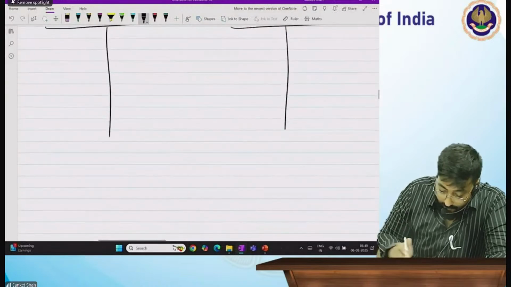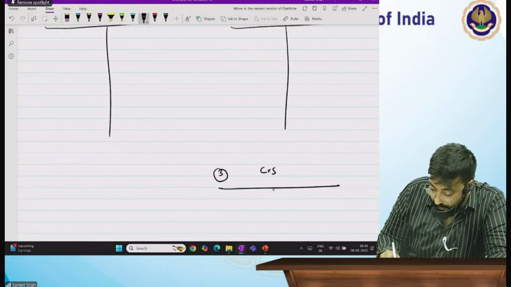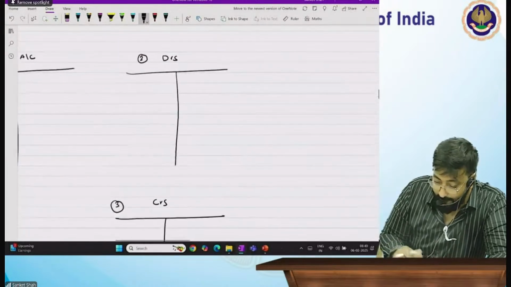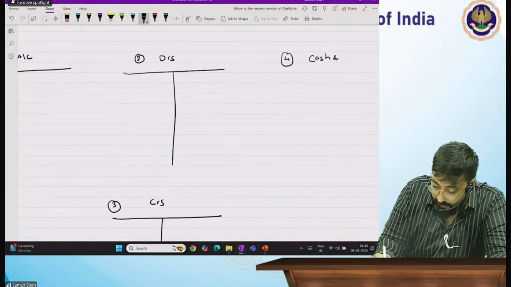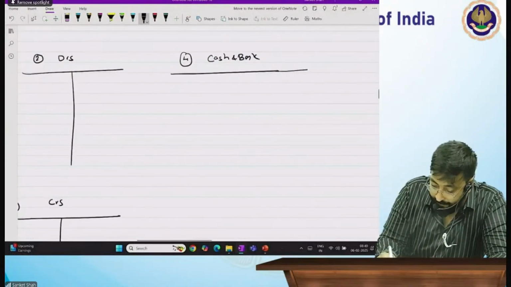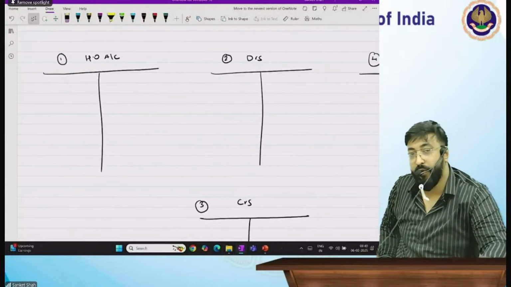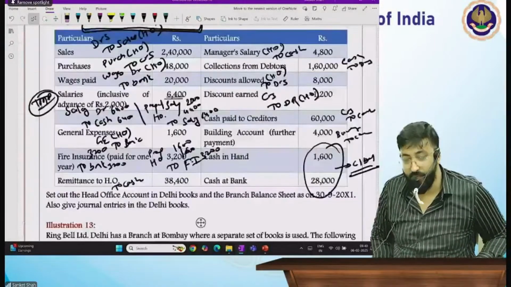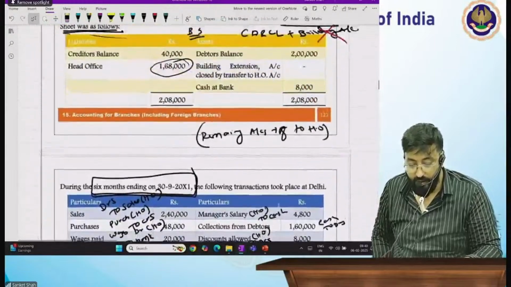Sir, I opened only two accounts, sir. Creditors account we will open. Okay, sir. And cash and bank we will open, correct? Yes, sir. Okay. I have given you sufficient time to complete it. So now, beta, entry by entry.